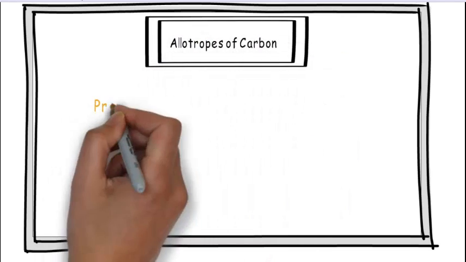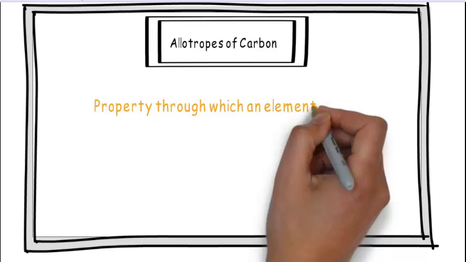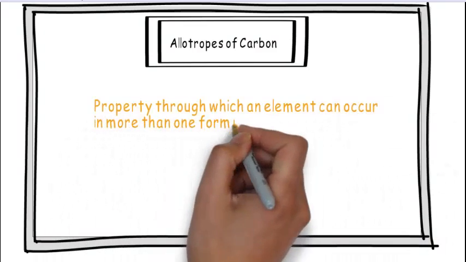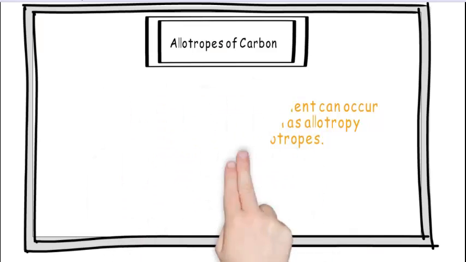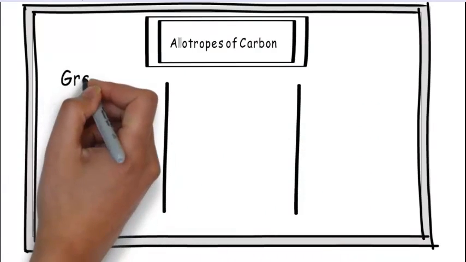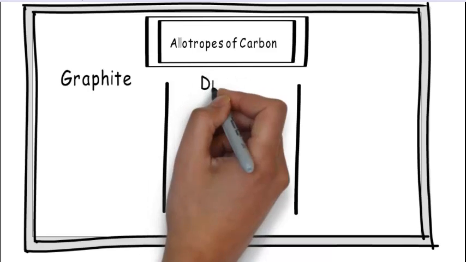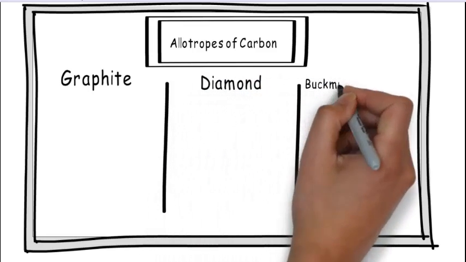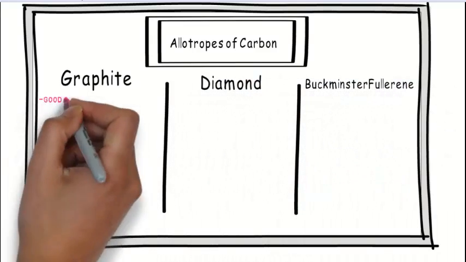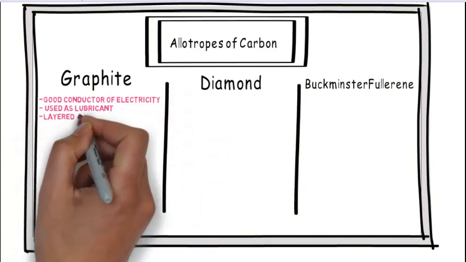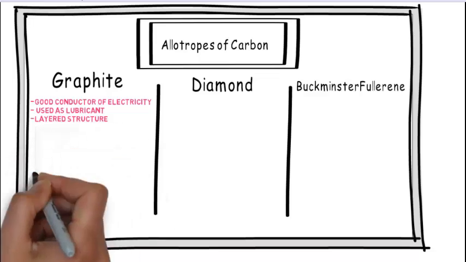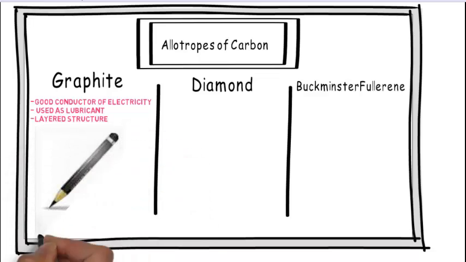Allotropes: the property due to which an element exists in nature in 2 or more forms is known as allotropy, and its forms are known as allotropes. Carbon has 3 allotropes, that is graphite, diamond and Buckminsterfullerene. Graphite has good electrical conductivity, acts as a lubricant and has a layered structure. The pencil we use has its lead made of graphite.